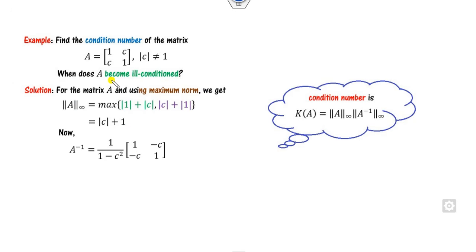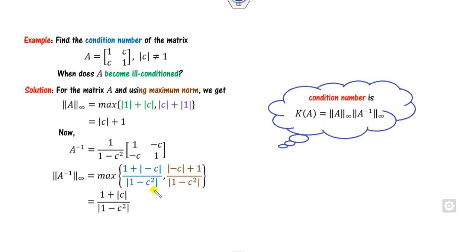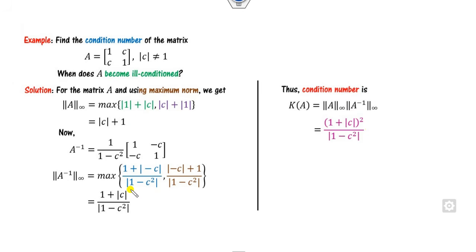You can find the A inverse, which comes out to be here. Then what is the norm of this A inverse? It will be the maximum of the first value, 1 over the absolute value of 1 minus c squared plus mod of c divided by 1 minus c squared, comma, and similarly for the second, you get it here. Now you can see again both numbers are the same, so I can write it as 1 plus mod c over 1 minus c squared. Now I can substitute both values here, and this value becomes the condition number.